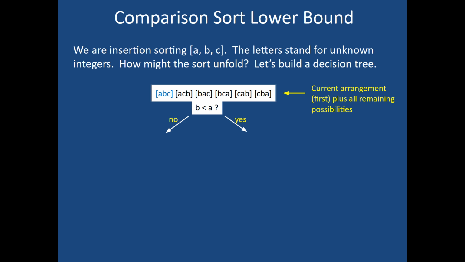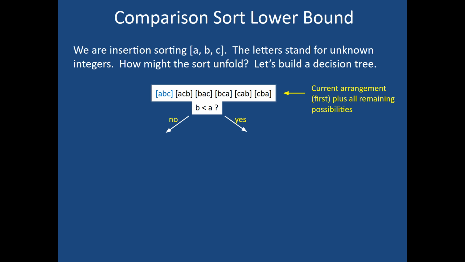Now, suppose the answer is no. Suppose B is not less than A. Which of those permutations have just been ruled out? Which of those permutations cannot possibly be the answer when we're all done? The third one and the fourth one. The third one has B before A, so that's not going to work. The fourth one, and also the sixth one. All three have B before A, so none of those can be the ultimate outcome.